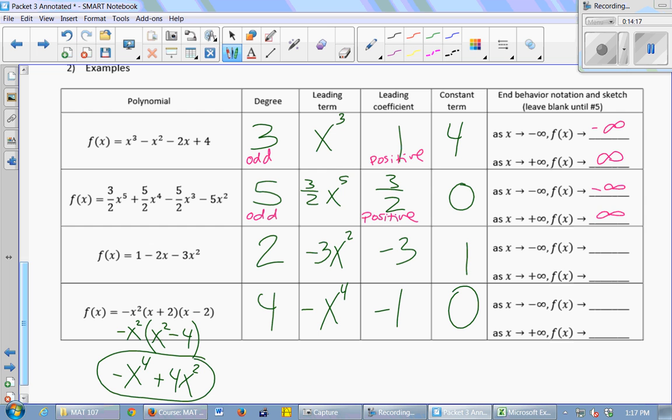Here my degree is even, so it's either going to be both arms up or both arms down. My leading coefficient is negative, which means both arms down. So that means that as x goes to negative infinity and as x goes to positive infinity, f of x, which is the way we describe the y values, will both approach negative infinity. And the last one is the same, because we've got even degree, negative leading coefficient.